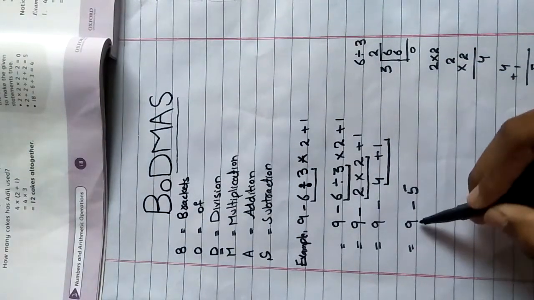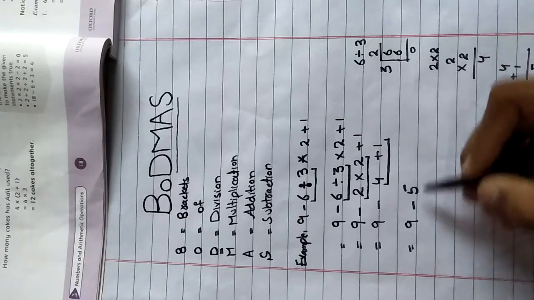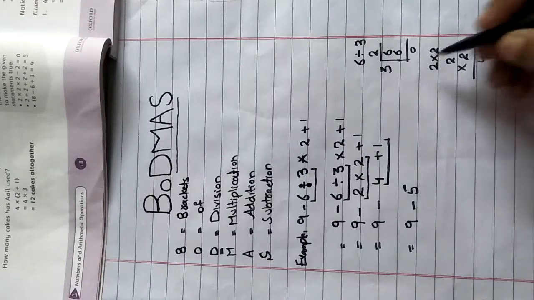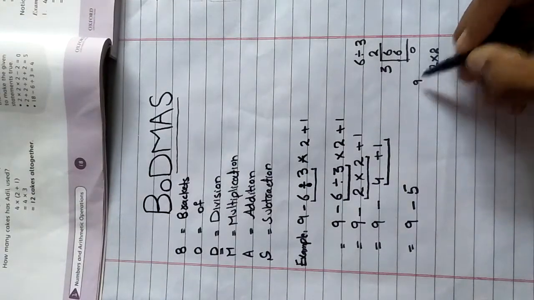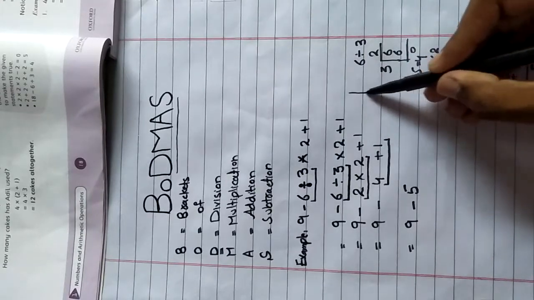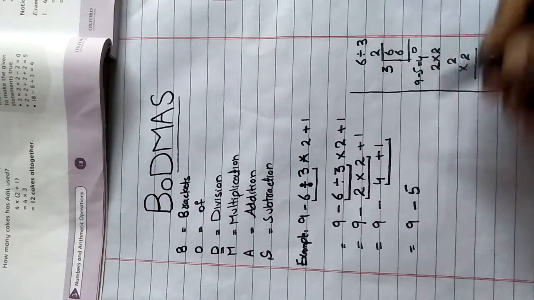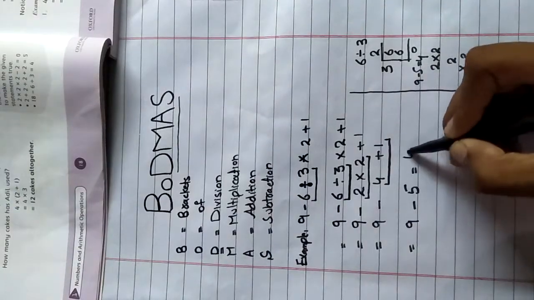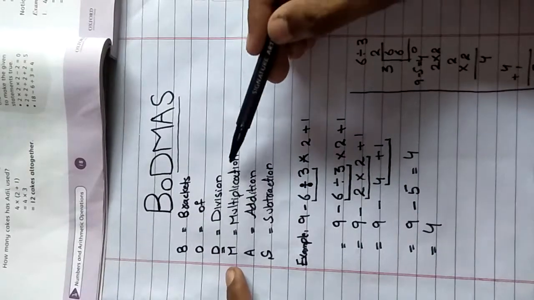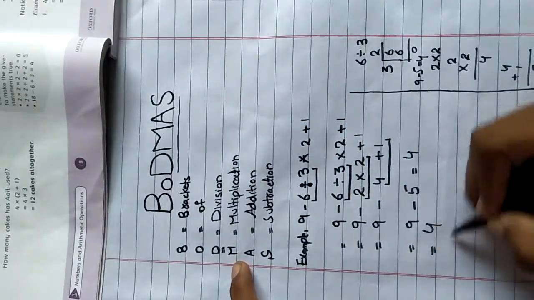Then the single operation remaining in this term is the subtraction. So you should perform the subtraction, obviously. 9 minus 5 becomes 4. So our answer is 4. After performing the correct order of the operations, you should get the answer 4.